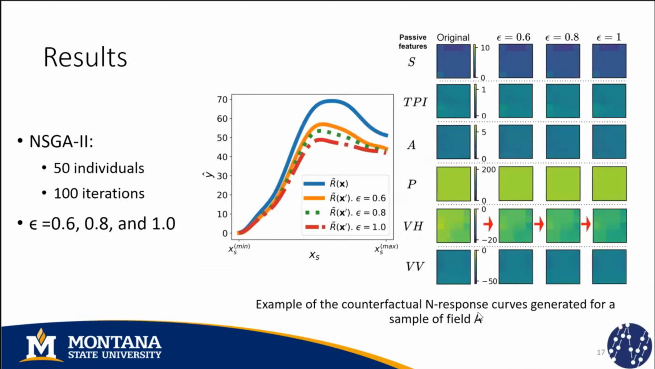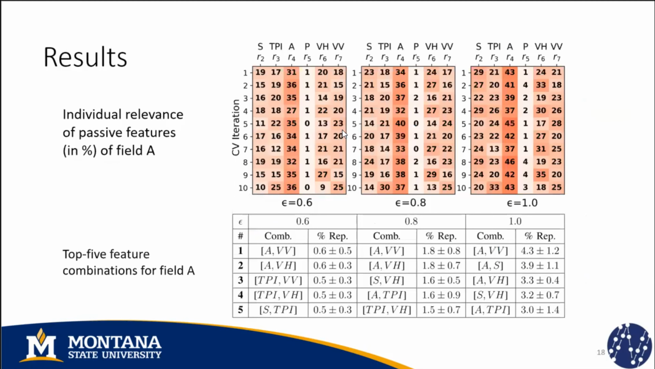This is an example of the counterfactual response curves generated for a sample of the first dataset that is called Field A. These are the original patches of the passive features, and these are the counterfactual samples that were generated. We learned that the only variable that needed to be modified was VH, so that the shape of the resulting response curves shows different responsivity with respect to the original curve.